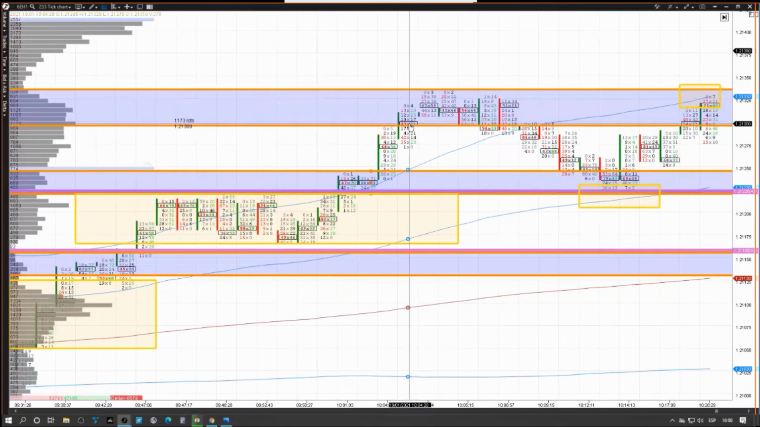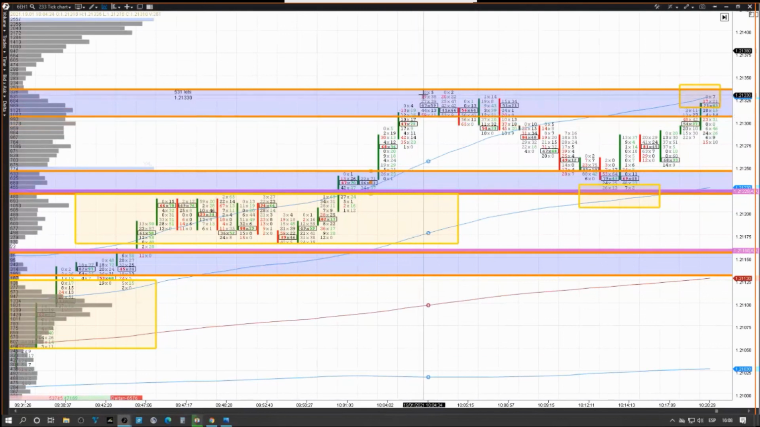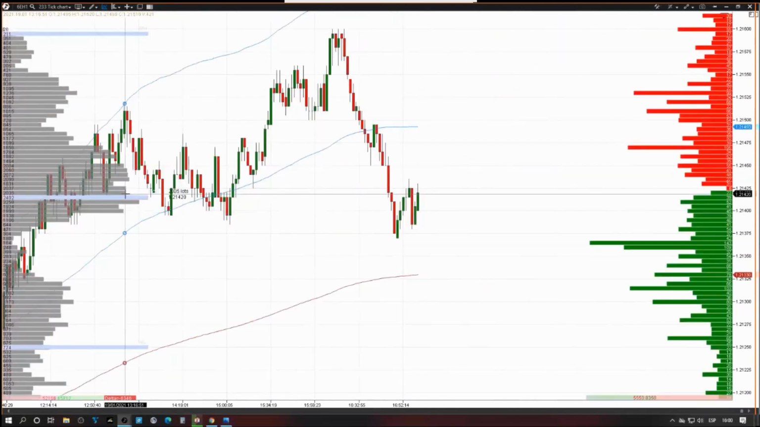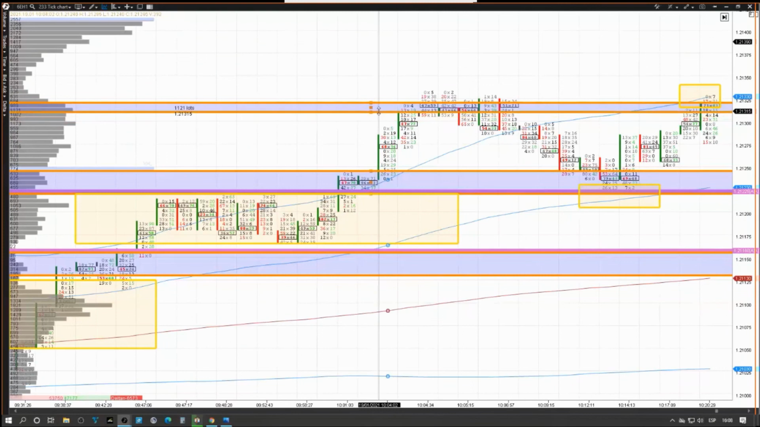Okay, you can see it's another rotation here. But let's just highlight the volume. You can see the black boxes. That's the volume hitting this rotation. Okay, so my exit will be around here, around this rotation.